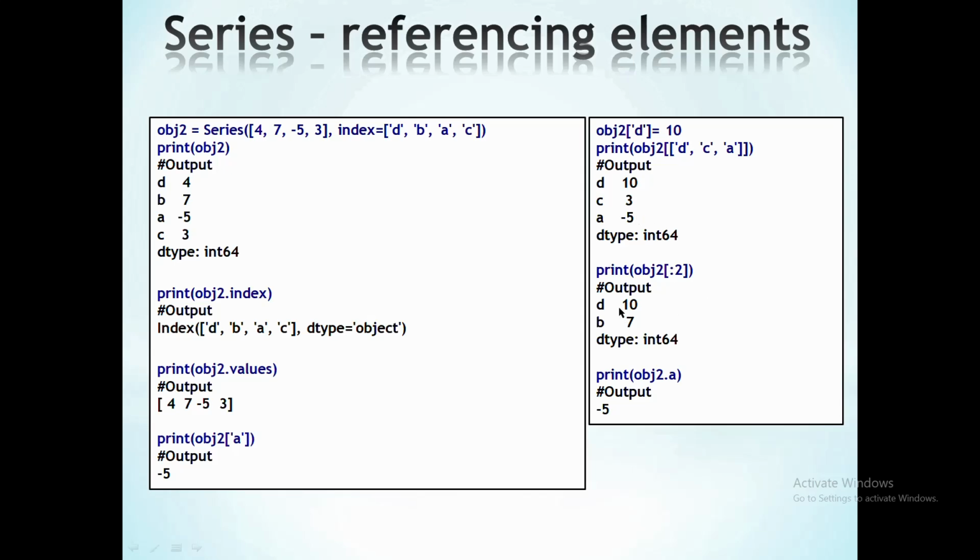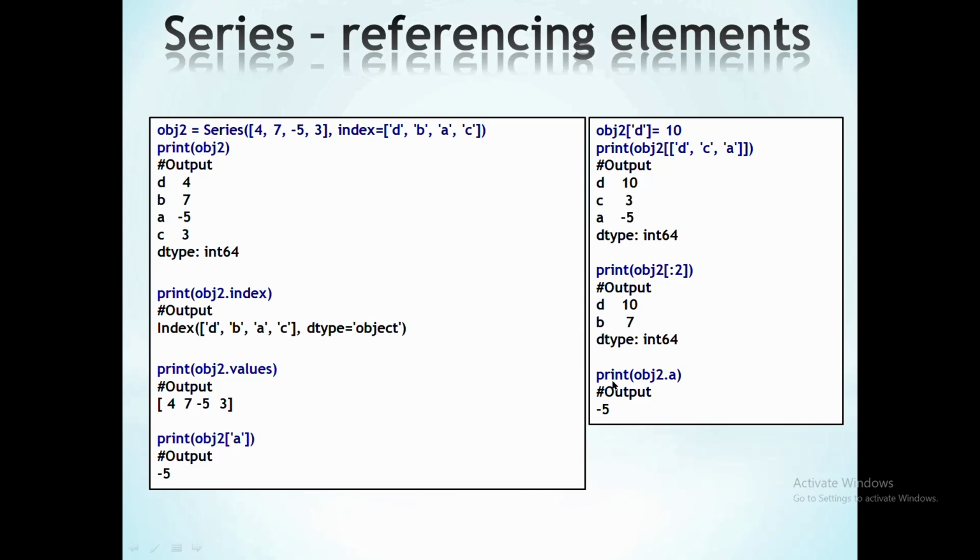Then we can also use the slicing concept here. In terms of slicing, if you want to get a part of the series, we will start with the index. Here object 2 colon 2 refers to the index, but we have already defined the index A, B, C. Now when I give object 2 colon 2, it will print two elements, starting from 0 and 1. Here we are getting the output D is equal to 10 and B is equal to 7.